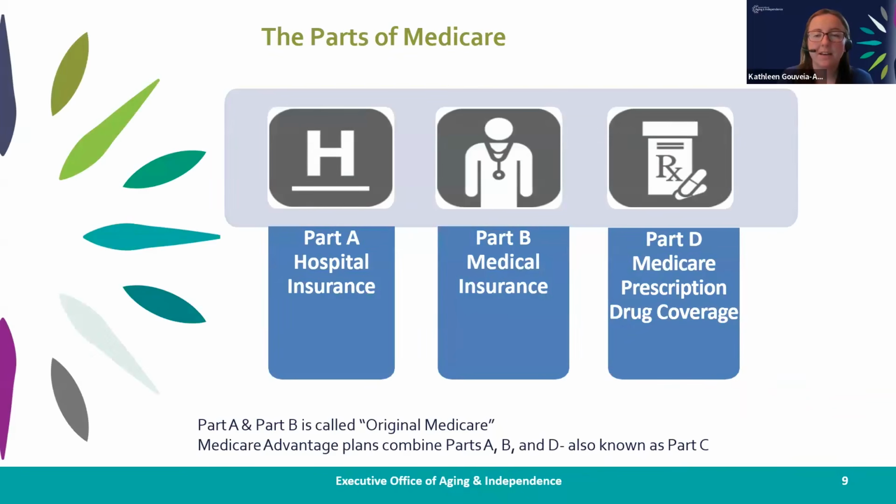Medicare overview. The parts of Medicare. Part A and Part B is what's known as Original Medicare. Medicare Part A is the hospital insurance. Medicare Part B is the medical insurance. Medicare Part D is the Medicare prescription drug coverage. And Medicare Advantage Plans, also known as Part C, combines Medicare A, B, D. On the next few slides, I will talk about each part.